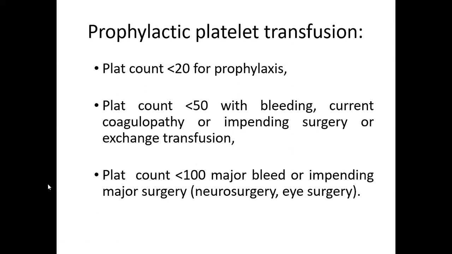Then when you have a platelet count below 50 and the patient is bleeding with concurrent coagulopathy or impending surgery or exchange transfusion, you're supposed to correct it and bring it to at least 100. Then for some other surgeries like ophthalmic surgeries, any surgery on the eye or neurosurgery, the platelet count should be above 100. So even when they're going for surgery and they're not bleeding and they have a platelet count of 70, you need to transfuse that patient with platelets to bring them to above 100. Because once bleeding starts in those structures, you cannot manage it, you cannot stop it.